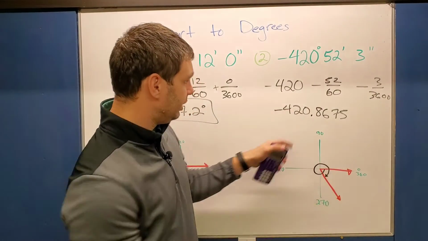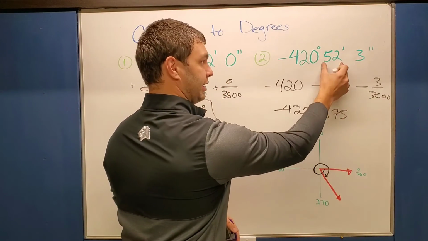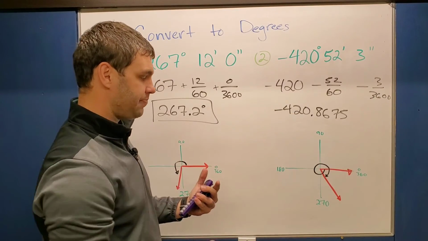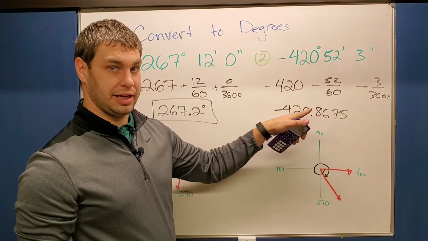I'm already at negative 420 in my angle. I have to go a little bit more negative, right? It has a little bit more to these degrees. So we're going farther away, which means I have to end up with something a little bit more than negative 420.